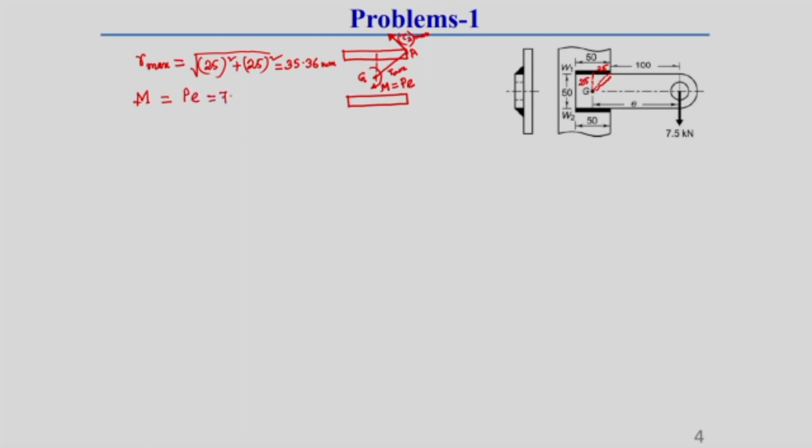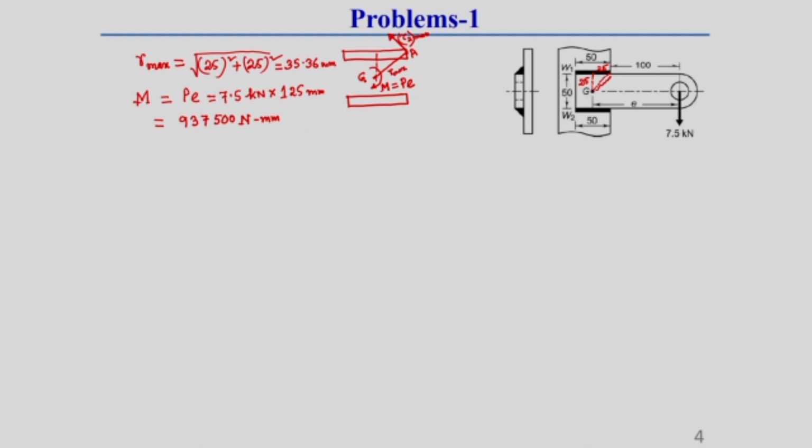So, we know what is M, M also I have calculated, that is equal to P into E. So, P is 7.5 kilonewton, it is given, into E is 125 millimeter, which I have already shown. So, this M will give us 937,500 Newton millimeter, because generally force into distance, that is why its unit is Newton millimeter.